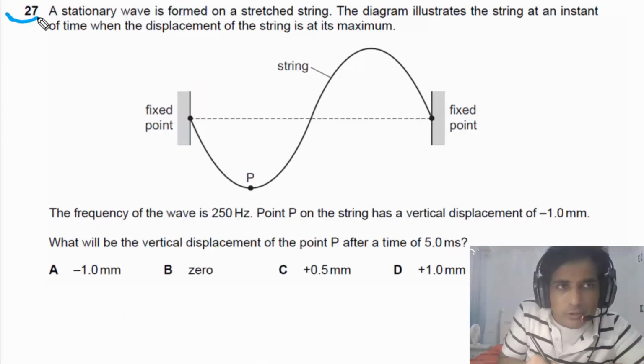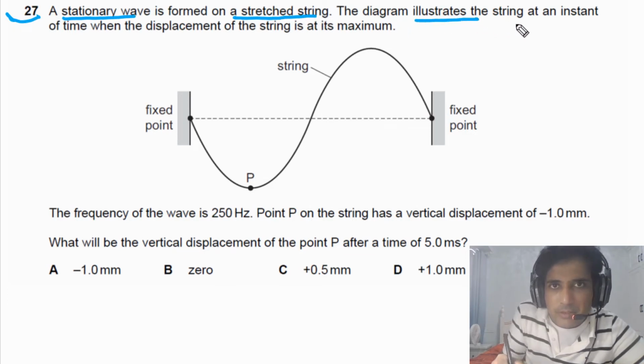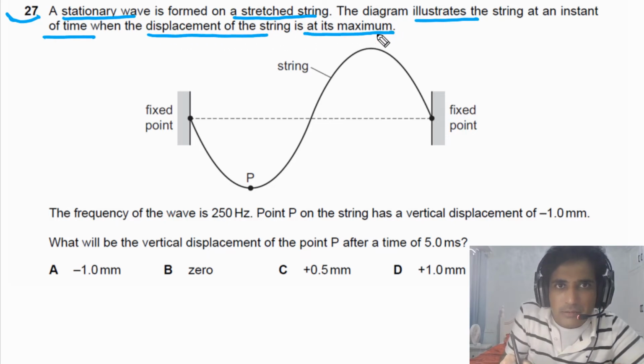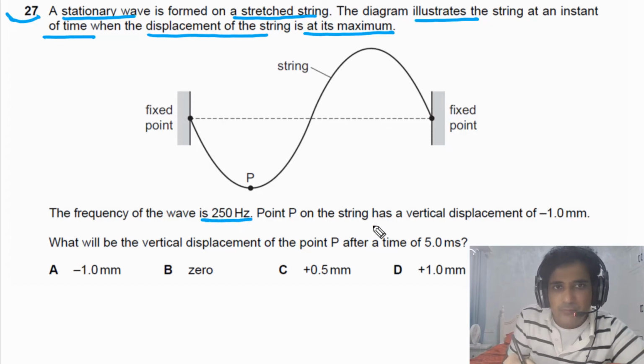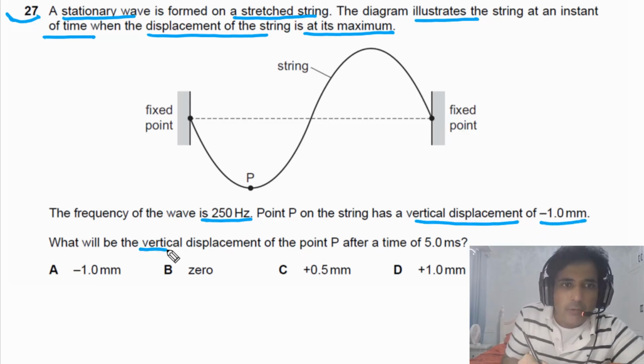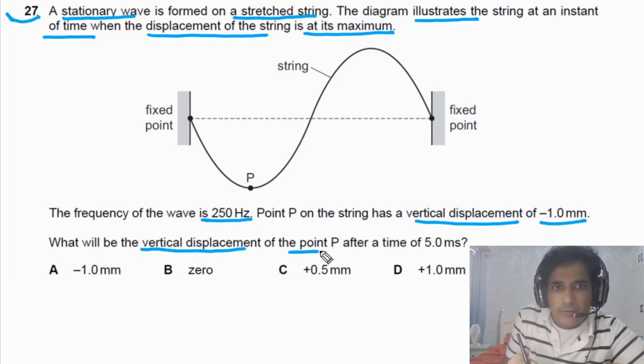For question number 27, it is given to us a stationary wave is formed on a stretched string. The diagram illustrates the string at an instant of time when the displacement of the string is at its maximum. The frequency of the wave is given, that is equal to 250 Hz. Point P on the string has a vertical displacement of negative 1.0 mm. What will be the vertical displacement of the point P after a time of 5.0 milliseconds?